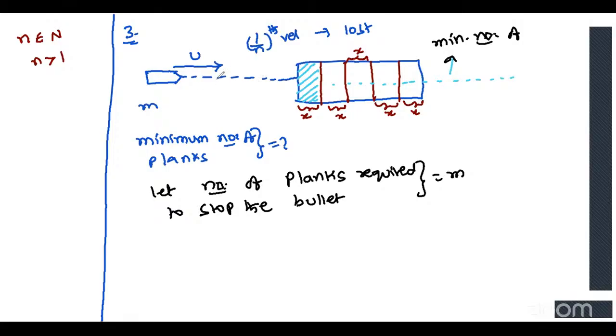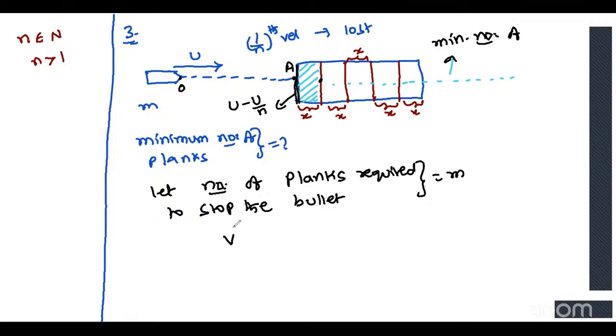So, for this bullet, I am considering that after traveling a distance, at this point, 1 by nth velocity is lost. So, the remaining will be U minus U by N. Suppose this is A and the starting point as O. O to A.